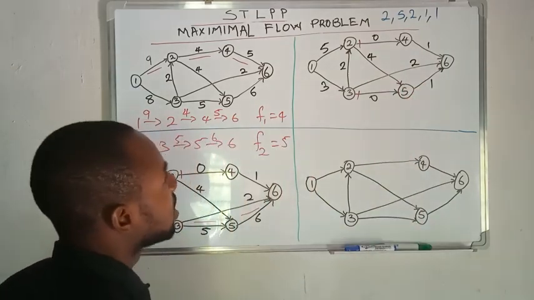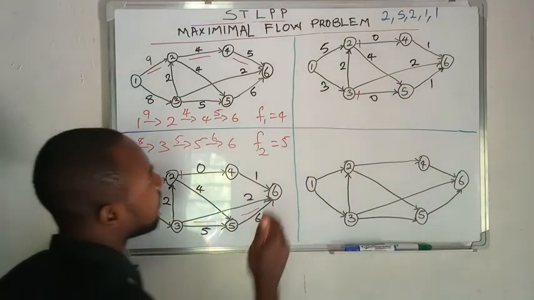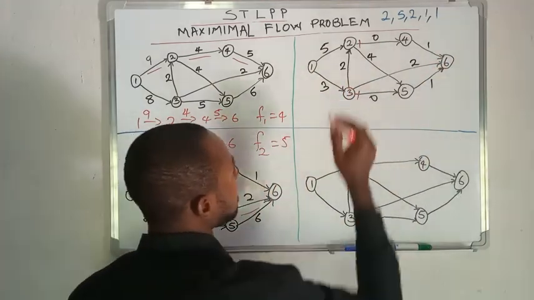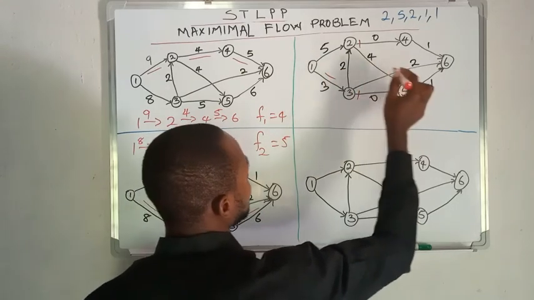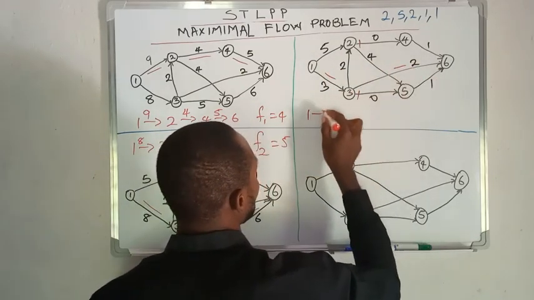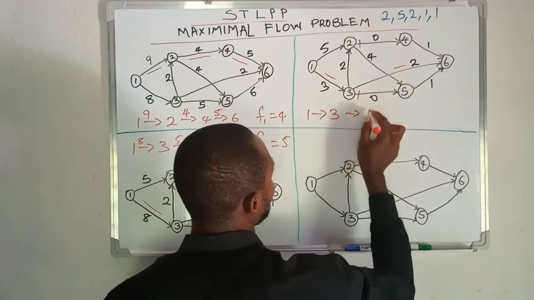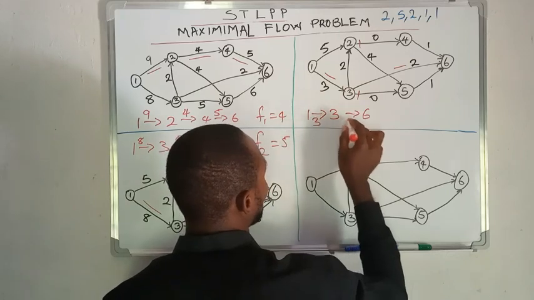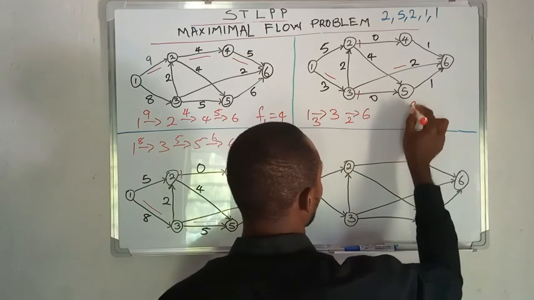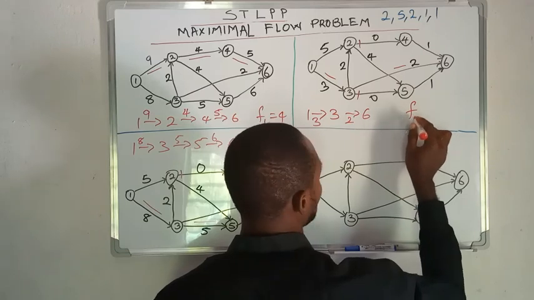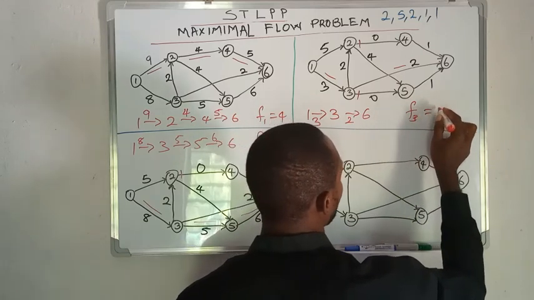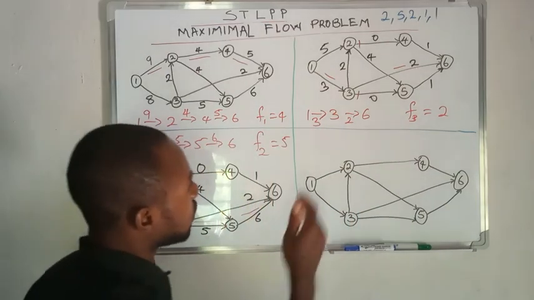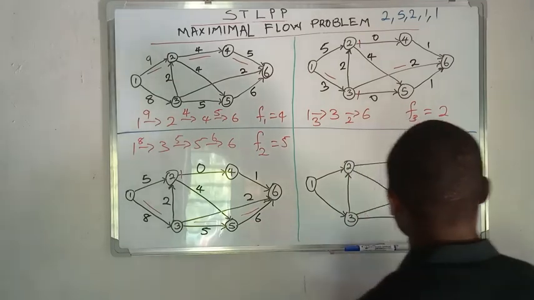So we check which other routes we can pass through here. We can go from 1 to 3, and then from 3 to 6. So let's see, we have 1 to 3 and 3 to 6. And the flow there, we have 3 here and we have 2 here as the capacity. So the flow there will be 2, because that's the smallest flow that we can have there. So we subtract 2 from that to get the new network.